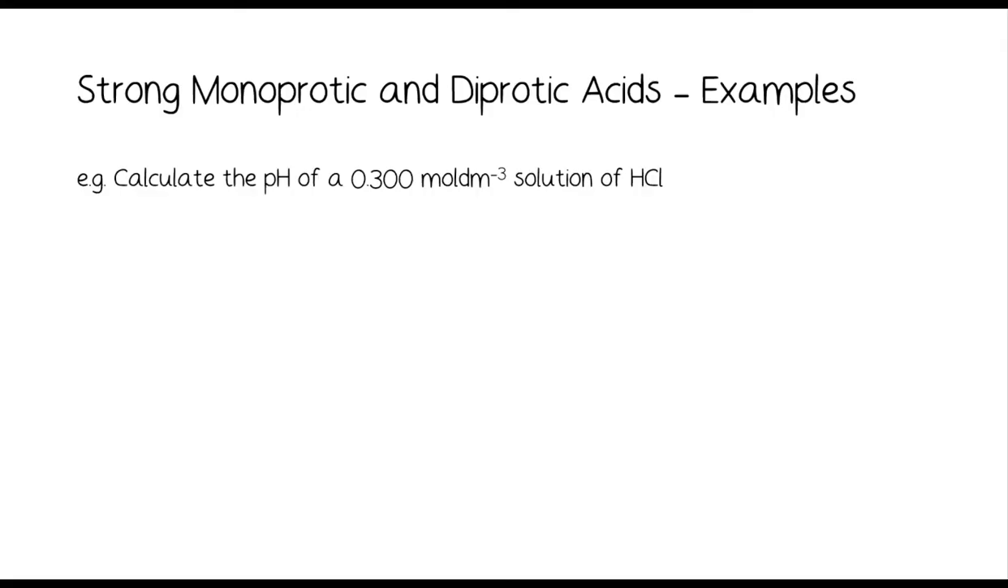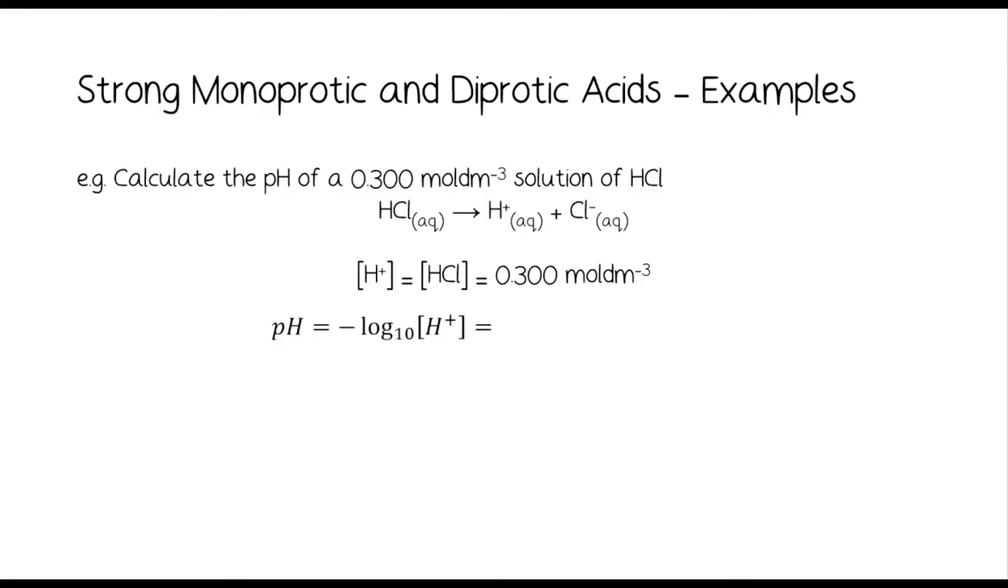So as always, write out an equation for the dissociation. So you've got HCl dissociates into H+ and Cl-. Because they're in a 1-to-1 ratio, the concentration of H+ is going to equal the concentration of the HCl. Therefore, the concentration of H+ is 0.3 mol per dm³. Stick that into your pH equation and you get a pH of 0.52.